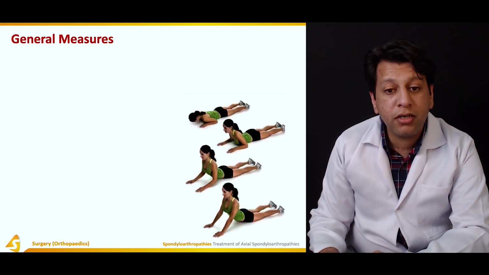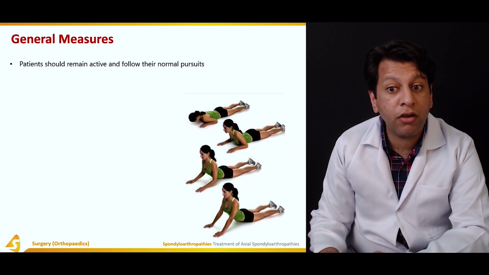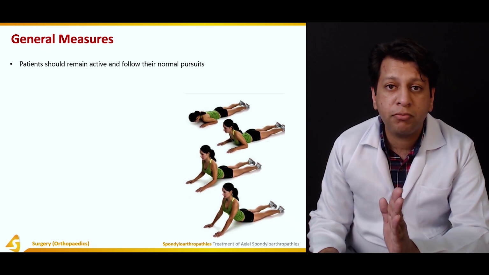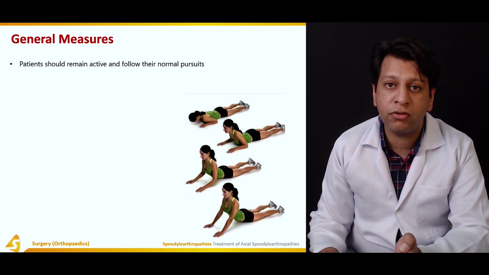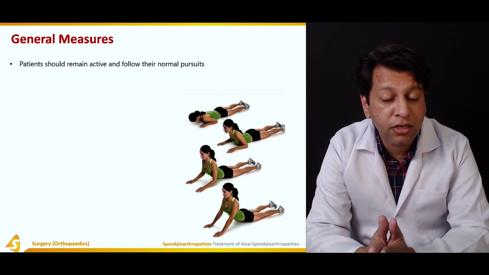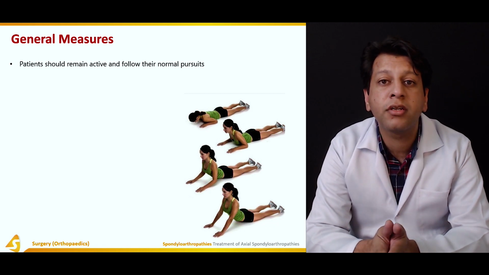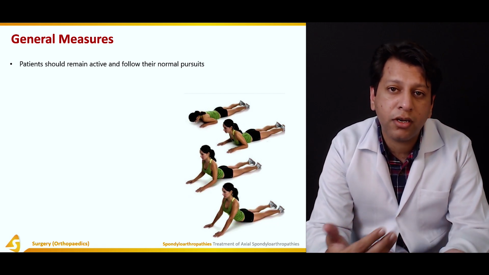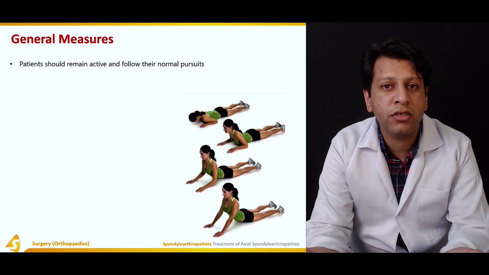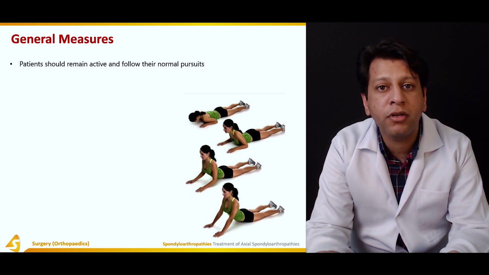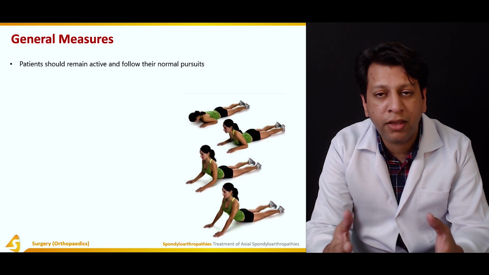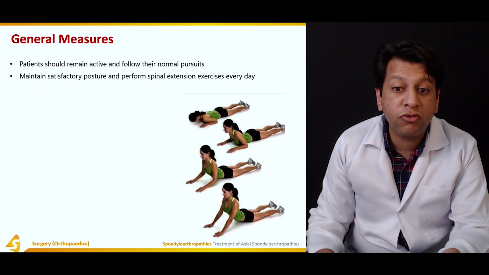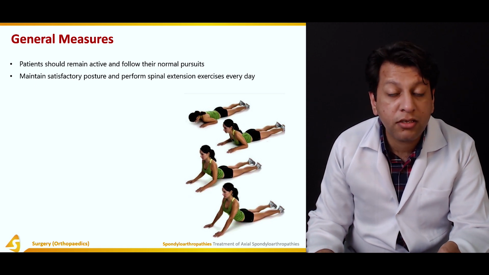So what are the general measures? Patients should remain active and follow their normal pursuits. That is the first and foremost thing. You cannot let these patients with ankylosing spondylitis sit down. If these patients are going to sit down, that is going to further aggravate the problem, because their joints are already not moving properly, and if they do not move, then eventually contractures are going to develop, which is going to further hamper these patients, so they won't be able to carry out their activities of daily living. Then maintain satisfactory posture, and perform spinal extension exercises every day.